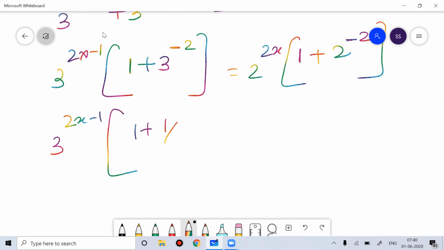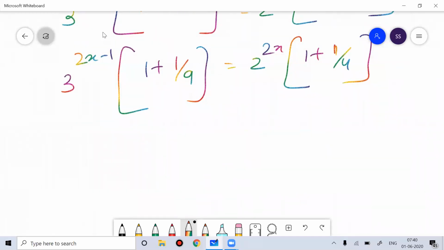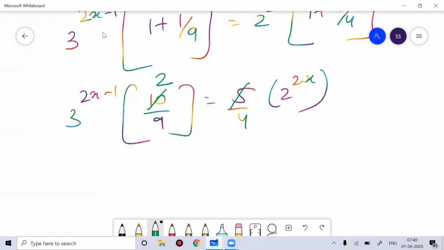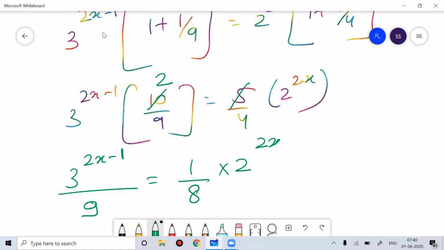Okay. So this would be 3 to the power 2x minus 1, this would be 1 plus 1 by 9. This would be 2 to the power 2x, 1 plus 1 by 4. So then this would be 3 to the power 2x minus 1, 10 by 9 is equal to 5 by 4 of 2 to the power 2x. Okay, so I can write this as 3 to the power 2x minus 1 by 9 is equal to 1 by 8 of 2 to the power 2x.